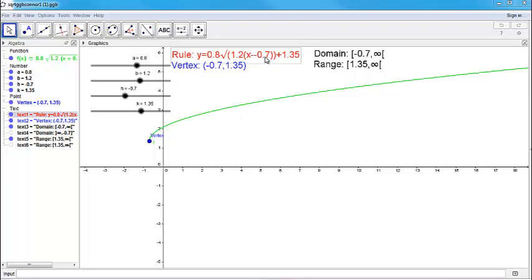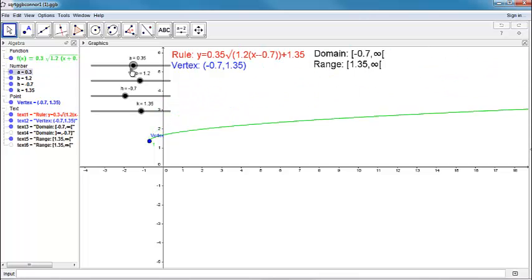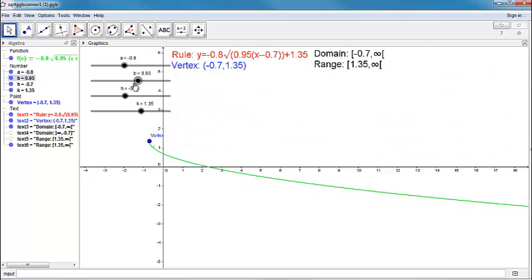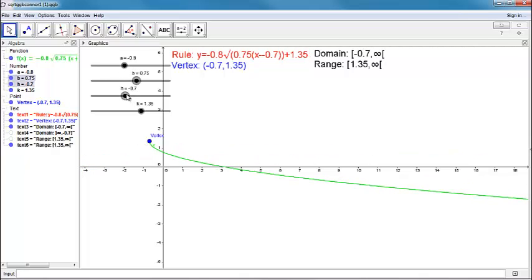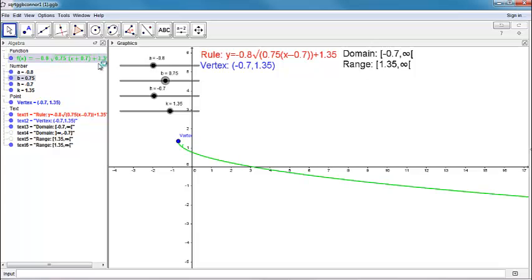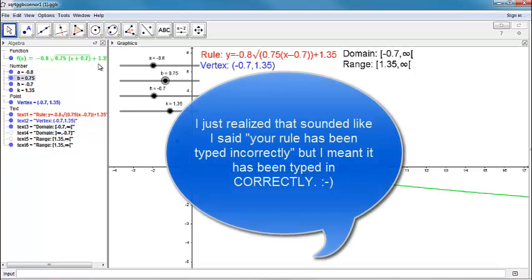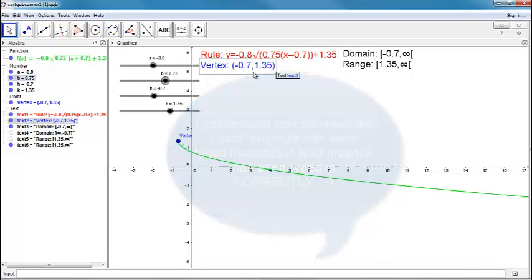Connor, this is awesome. Awesome start. Your sliders, if I just go down my checklist, your sliders are all working the way they're supposed to. Your rule has been typed in correctly and it's being displayed correctly over here as well, so that's all good. Your vertex is perfect. That's good. It's always in the right place.